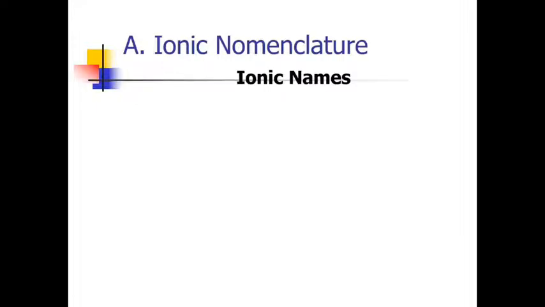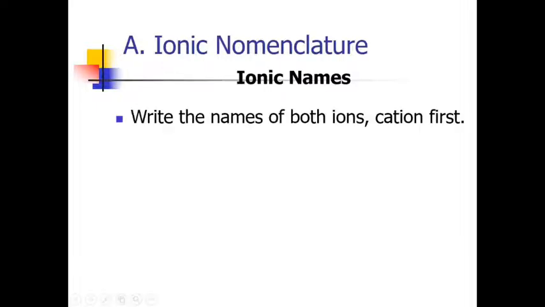Now moving on to ionic names. You're going to write the names of both ions. Again, the cation comes first. I won't ever, whether it's a worksheet, homework, in class, I won't ever give you the cation and anion backwards. Whether it's the name or a formula, it's going to be given to you in the proper order.